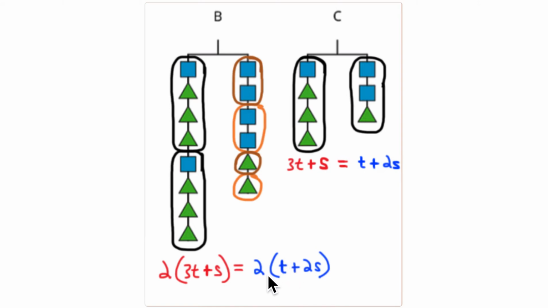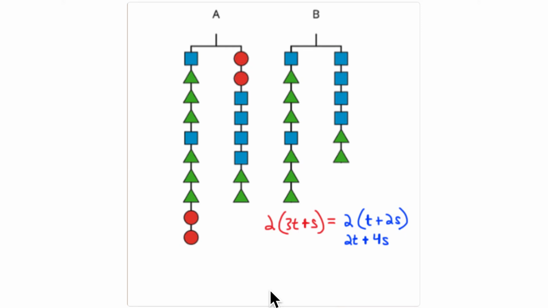Now we're going to use the distributive property and rewrite this as 2 triangles and 4 squares, because 2 times 2 squares is equal to 4 squares. So 2 triangles plus 4 squares. And this is the next equation working backwards. This is the equation for B.